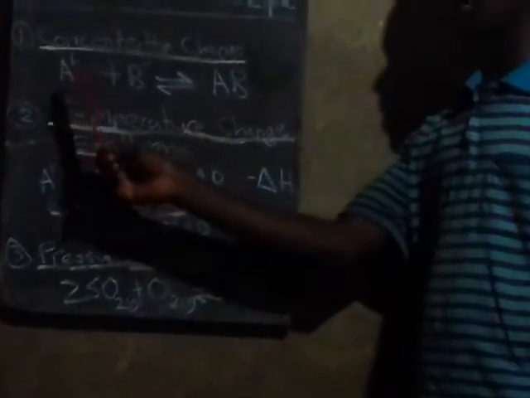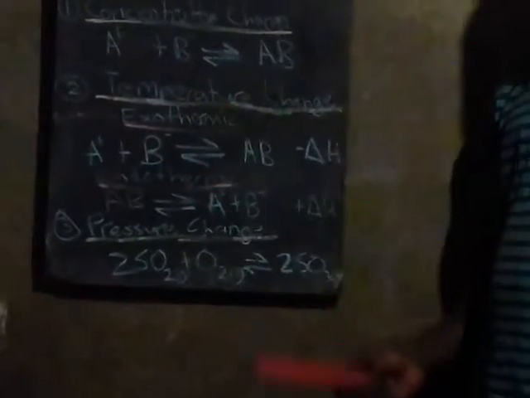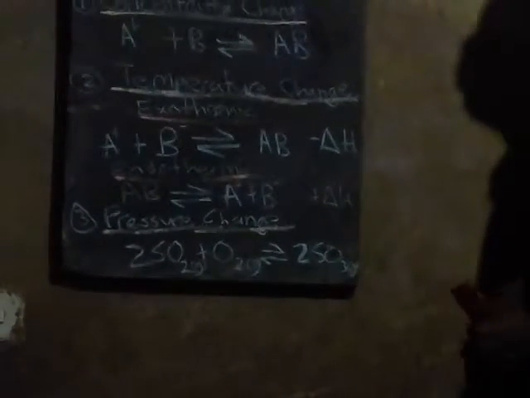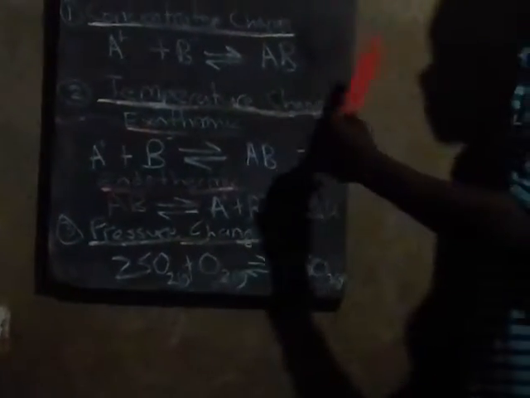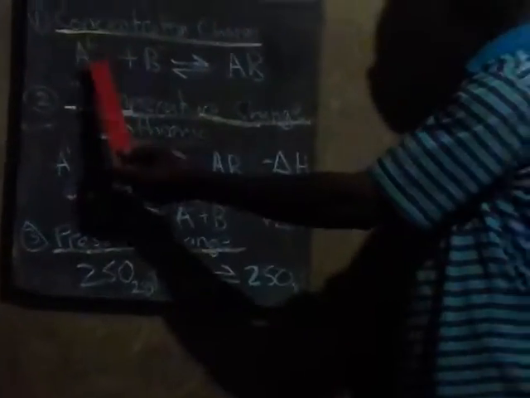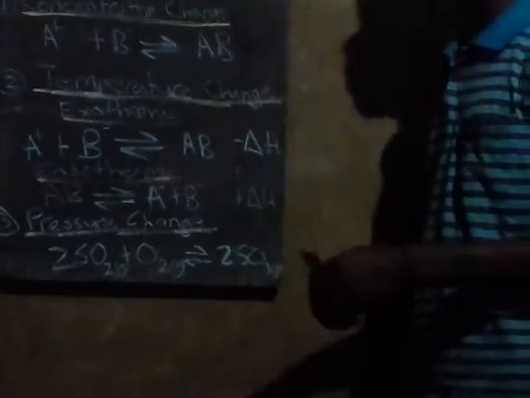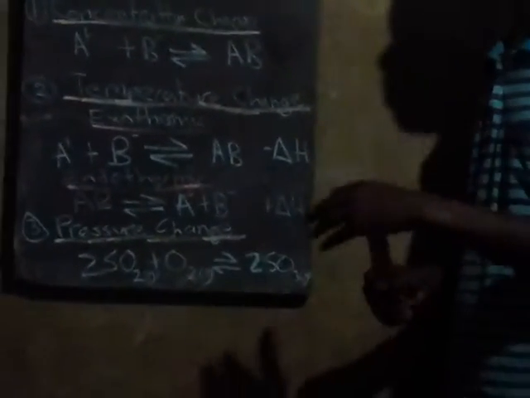So here I just have a general equation where A reacts with B to give us AB. If this is an equilibrium system, we are saying equilibrium is a dynamic equilibrium whereby the rate of the forward reaction is equal to the rate of the reverse reaction, which implies that the concentrations of A, B and AB are constant, but the reaction is still going on. That is dynamic equilibrium.